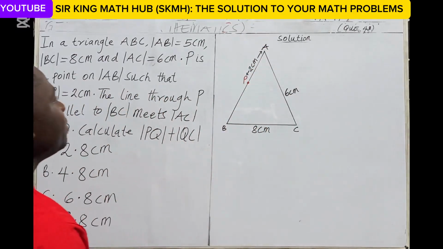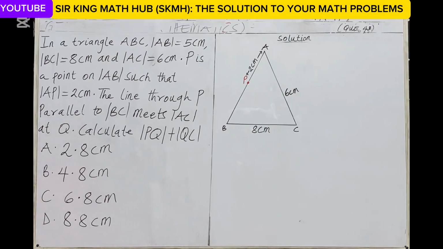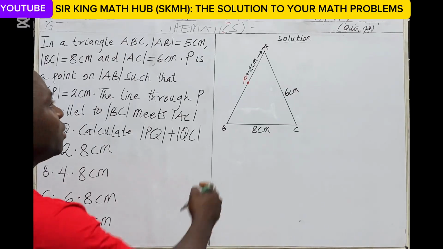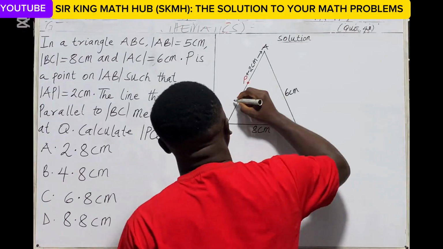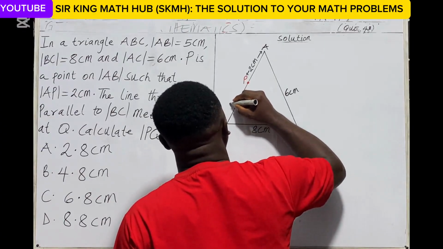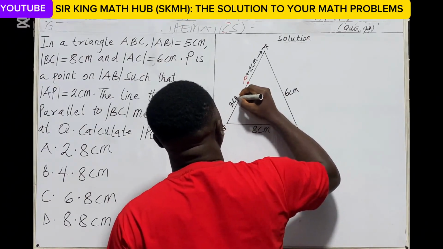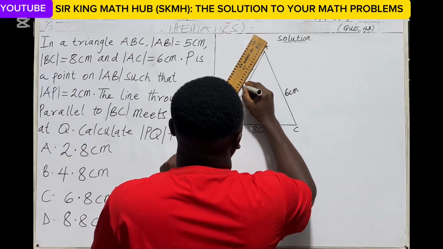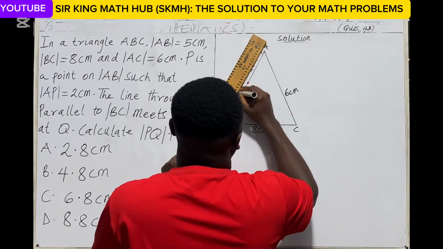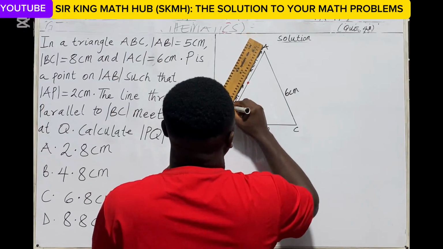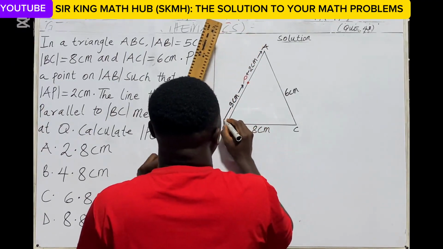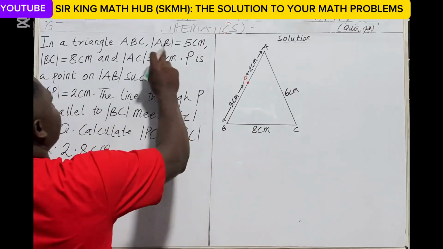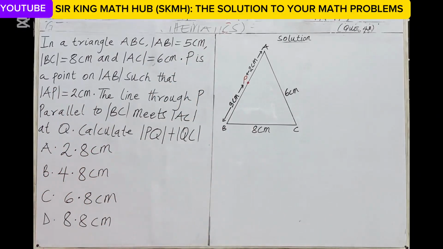So if line AP measures 2 centimeters, then what is the length of line PB from P to B? So this distance will also measure 3 centimeters. Why 3 centimeters? Remember that line AB measures 5 centimeters.